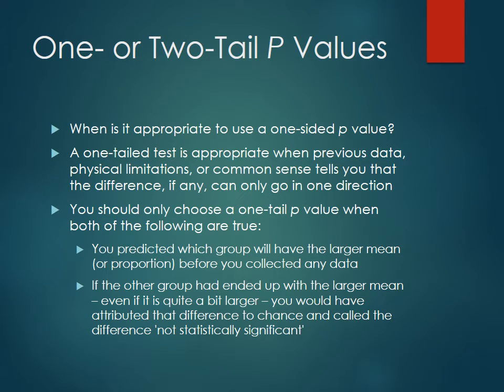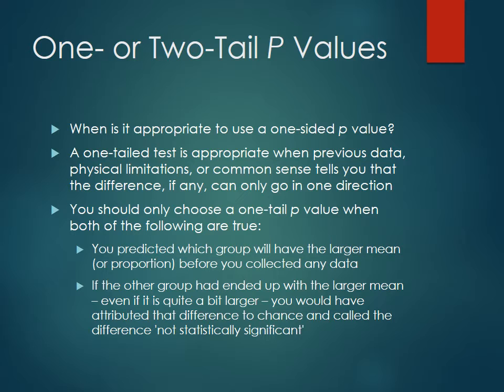Okay, so we kind of talked about this already. When is it appropriate to use a one-sided p-value? Again, if you know which one is going to have a larger mean just based on common sense, physical limitations, whatever it happens to be, or even previous data. If you're trying to replicate results of another study, and you know which direction the values are going to go, it's okay to use a one-sided test at that point. But if you cannot predict which direction the values are going to go, you really should be using the two-tailed test.